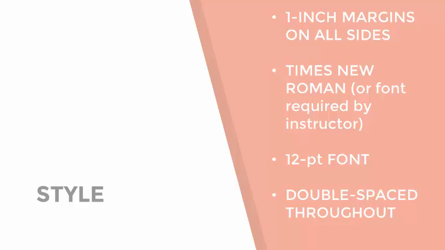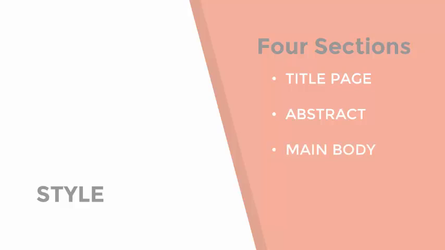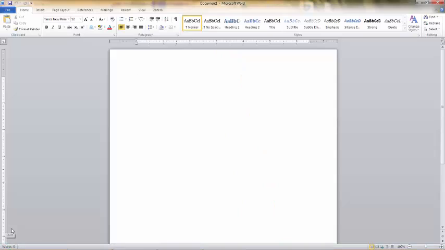Now, when we're talking about style in APA format, there are 4 sections to which we apply our energy. First of all, the title page. Secondly, the abstract. Thirdly, the main body of the essay. And finally, the references page. Let's take a look at how you format the title page, abstract, and main body of your APA style paper.